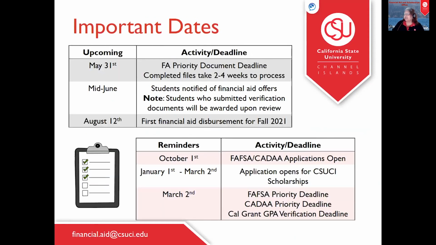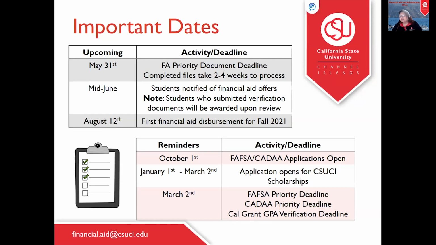Some important dates to go over. May 31st is the financial aid priority document deadline. Again, only files that are completed will be processed and you'll have a financial aid award, but completed files take 2 to 4 weeks to process. And again, what does that mean to you? Get your information in early so we have enough time to process and you have your financial aid on time.